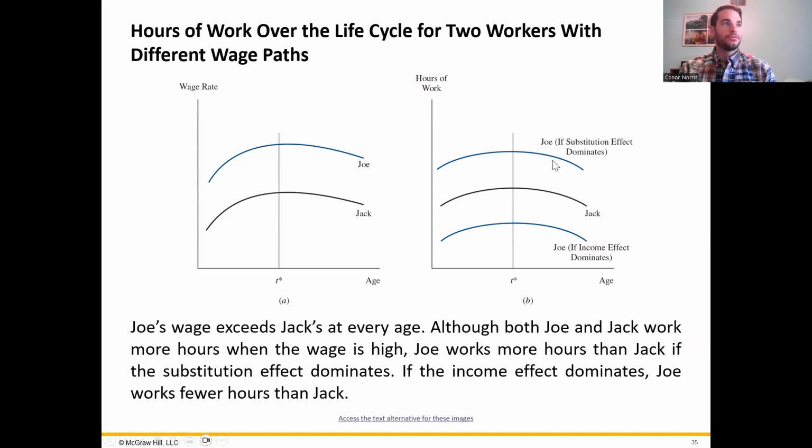So if the substitution effect dominates, Joe is going to end up working quite a bit more because Joe can earn a lot more money. It's relatively more expensive for him to engage in leisure, so he does that. On the other hand, Joe might work a lot less if the income effect dominates. In this case, he's going to work fewer hours because leisure is a normal good, so he can now engage in more consumption just because of the increase in wages that he's getting, and he can allocate more time towards leisure as well.